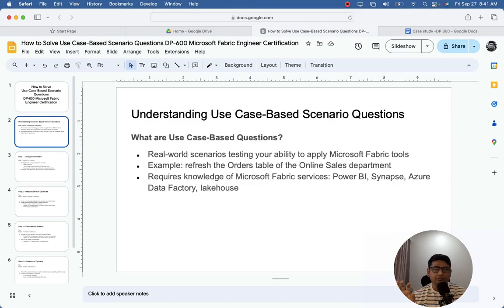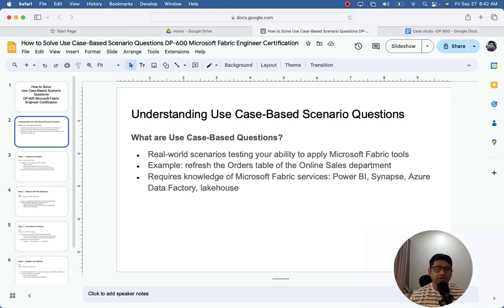Okay, so coming back to the slides, first you need to understand what the use case based questions are. These questions are real world scenarios where there will be a company, and they will tell you what kind of data they are looking for, what kind of dashboard or what kind of data ingestion process they have, and then they will give you details about what is the requirement, what is the design, what are the things you need to consider, and then you need to answer the question.